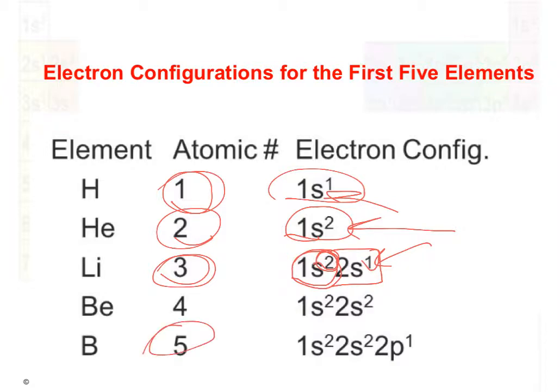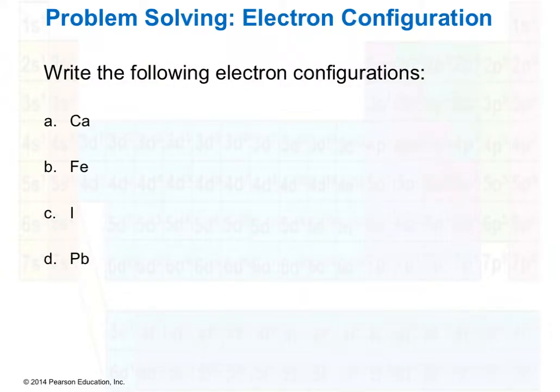Skipping down to boron, 1s2, 2s2, each of those are full, and we've used 4 electrons. So the 5th electron has to go in the 2p sublevel. All right, so here are some electron configurations. If you've done this before and you think you might be able to do it, go ahead and put the video on pause and give it a shot. You will need your periodic table to complete these, and I will go through them on the next slide.